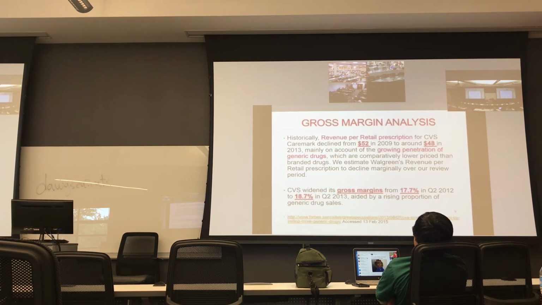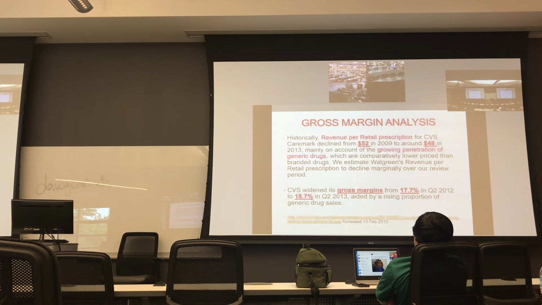So just here again is some analysis that says historically, revenue per prescription from CVS declined from $52, so that was your average prescription cost, to $48 over 5 years, on account of growing penetration of generic drugs. So what do we know about generic drugs? They're cheaper. So if all my prescriptions are being sold, the average is going down, then that makes sense, right? Because generic drugs are comparatively lower priced than branded drugs.